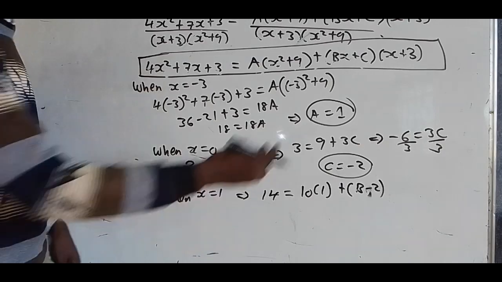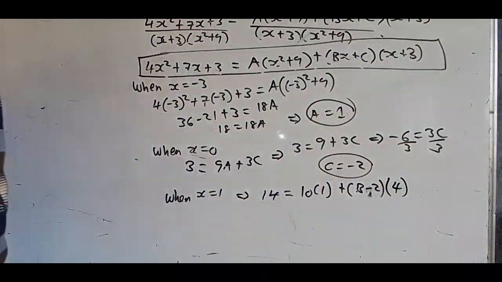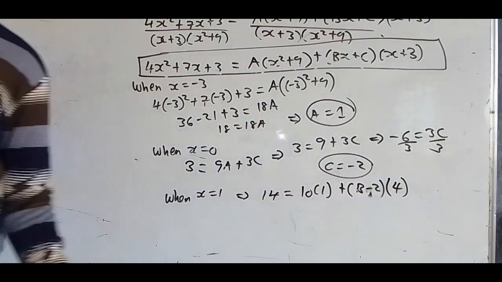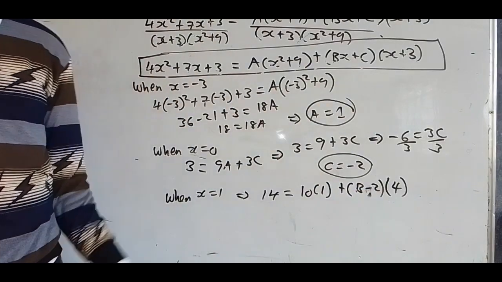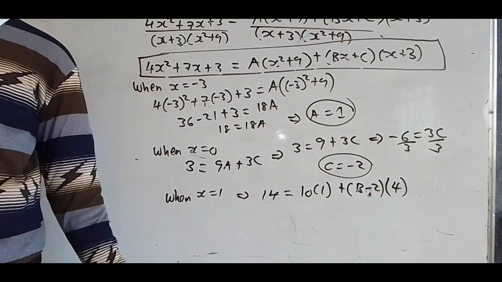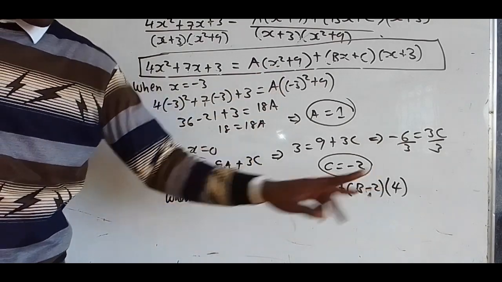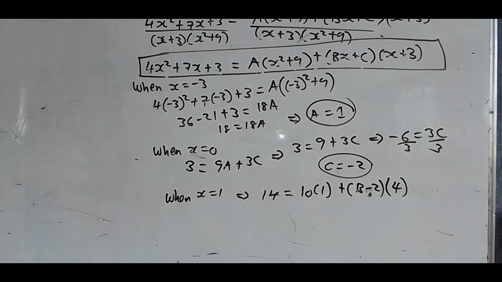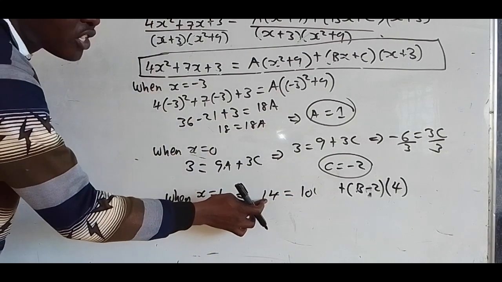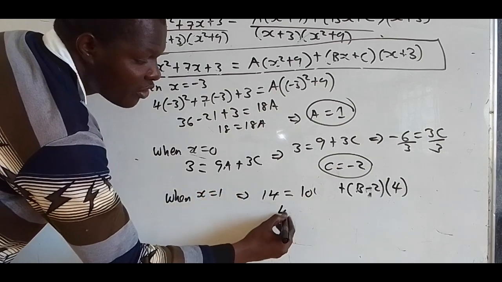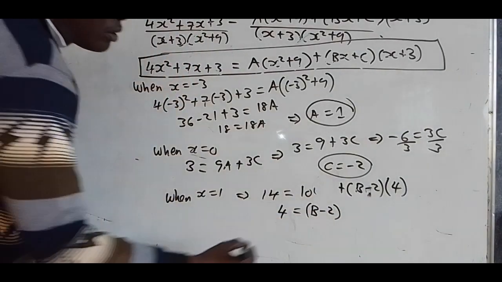Then you move on to another bracket, x plus 3, x is 1. 1 plus 3 is? See, you substituted all the unknowns. Where there is c, you place the value of c, negative 2. Where there is a, you place the value of a, which is 1. Where there is x, you put the value of x, which is 1. So you end up with 14 equal to? Now, 10 times 1 is just 10, isn't it? 10 coming to this side of the equation is 14 minus 10. You remain with 4 equal to b minus 2 into 4.